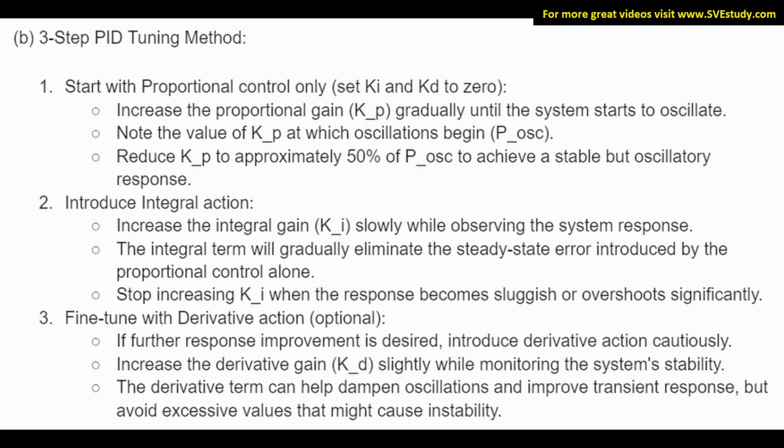2. Introduce integral action. Increase the integral gain, Ki, slowly while observing the system response. The integral term will gradually eliminate the steady-state error introduced by the proportional control alone. Stop increasing Ki when the response becomes sluggish or overshoots significantly.